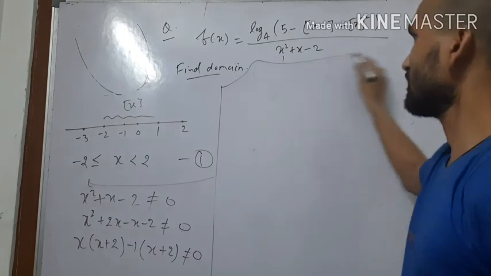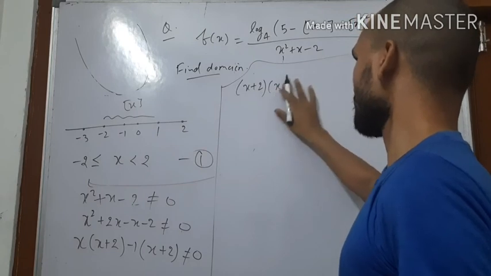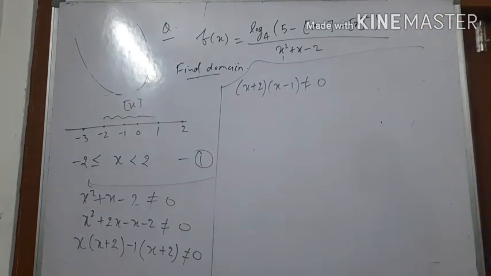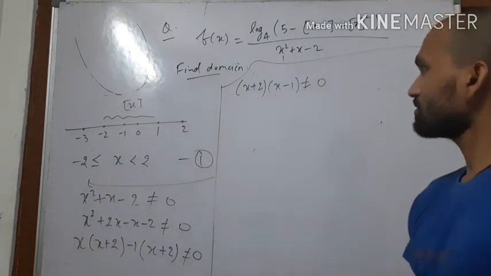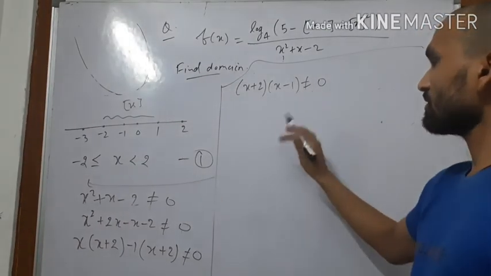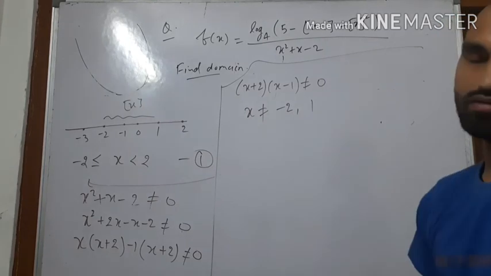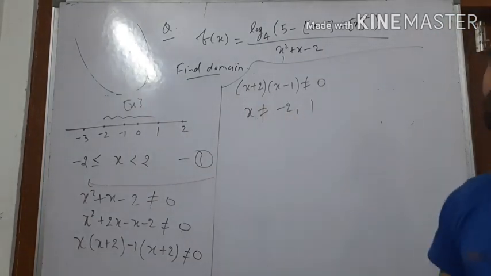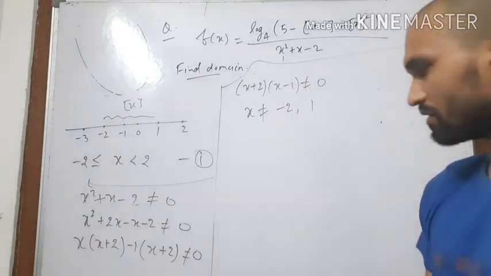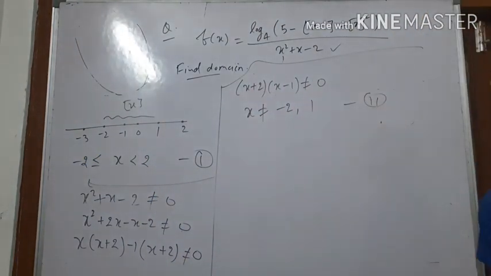First factor is x plus 2, and second factor is x minus 1, that is not equal to 0. Okay students, so for this value not equal to 0, x should not equal either -2 or 1. At these points this multiplication goes to 0, so x cannot be -2 and 1. So the denominator gives the condition, this is our relation 2.